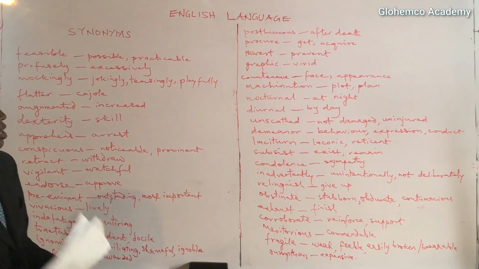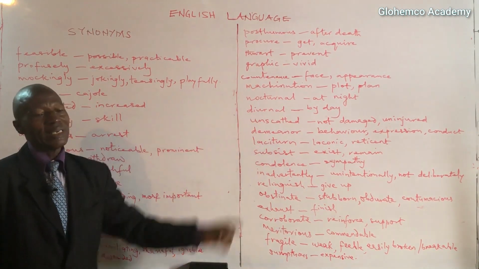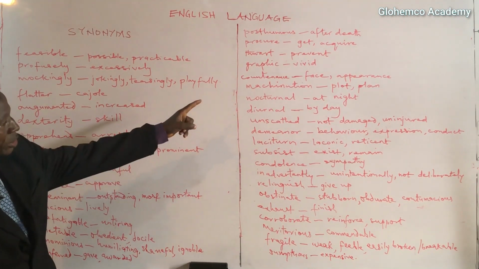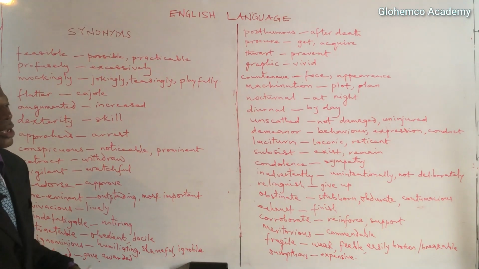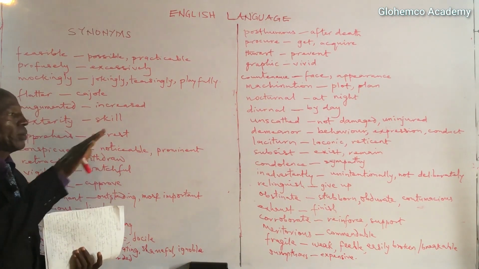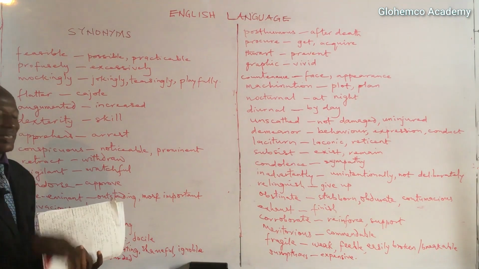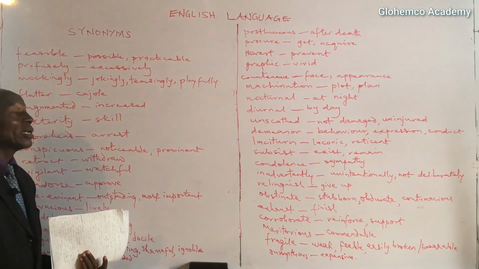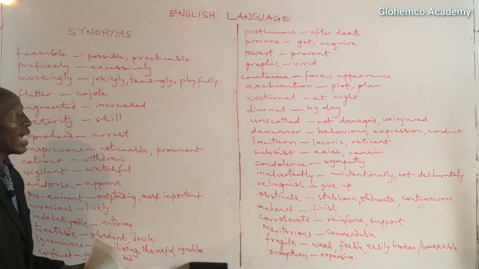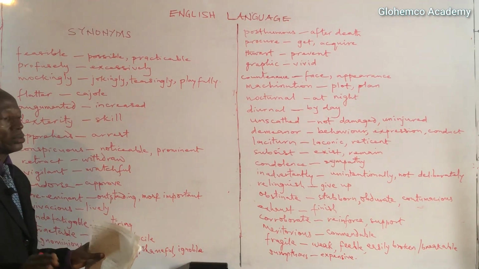Then we have diurnal. Diurnal means by day. This is nocturnal, this is diurnal. Diurnal means by day, something that happens by day, not at night. And there are some birds too, and some animals that are diurnal in nature.